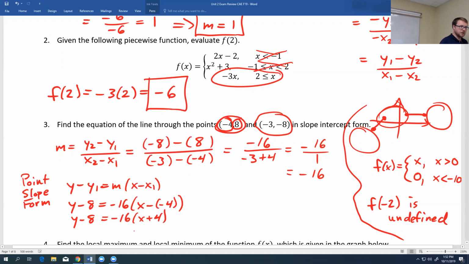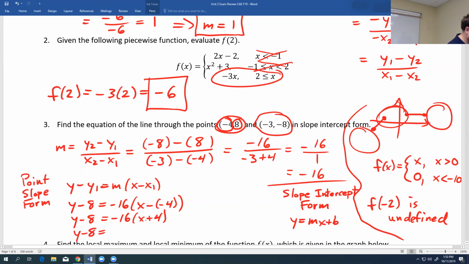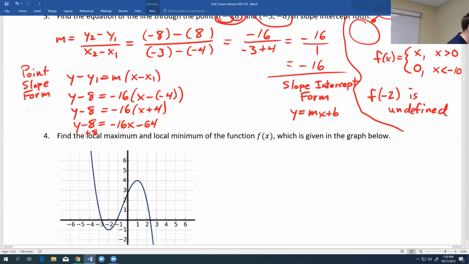Okay, and they want it in the slope-intercept form. So our target for slope-intercept form is that familiar y equals mx plus b, where m is that very same slope, and b is the y value of the y-intercept. So just turning the crank here. I'm going to distribute the -16 through, so I get -16 times x minus 64. And then I'm just going to add 8 to both sides. So then I get y equals -16x minus 56.